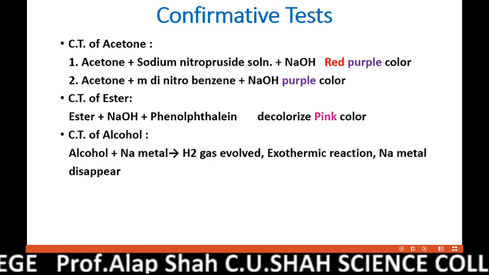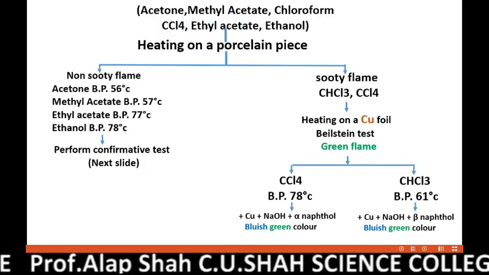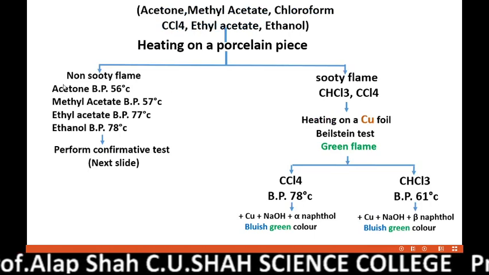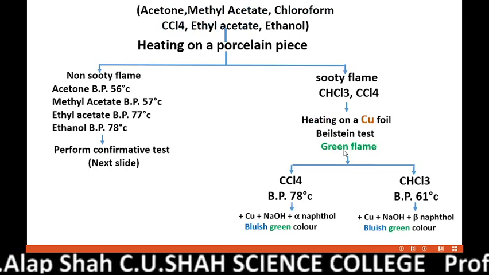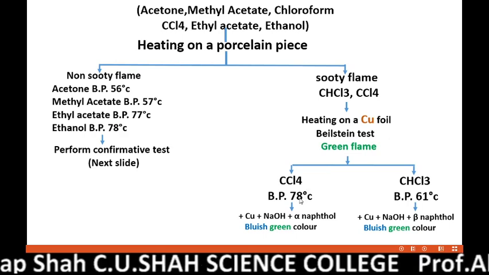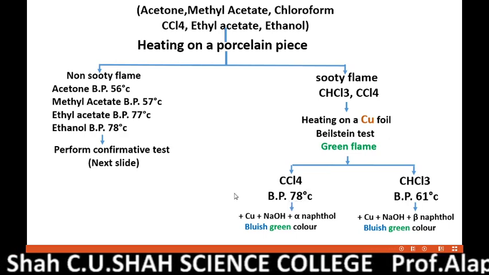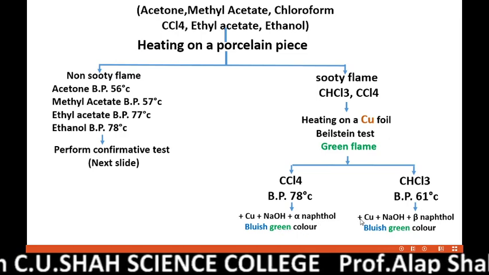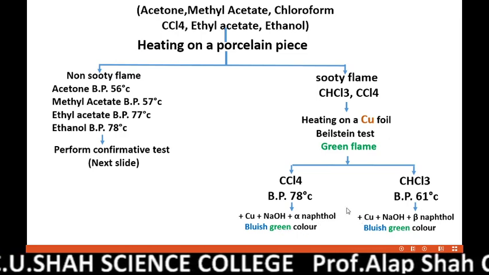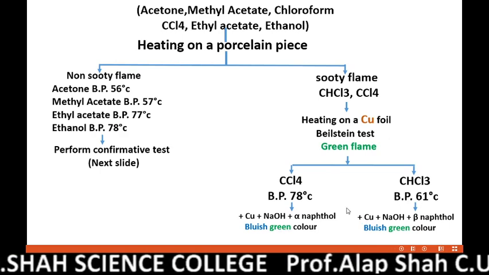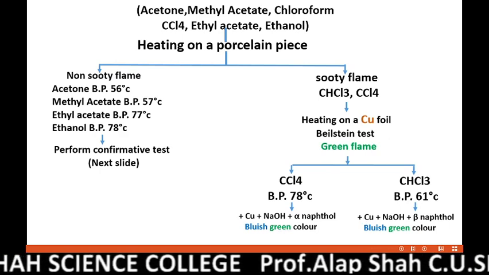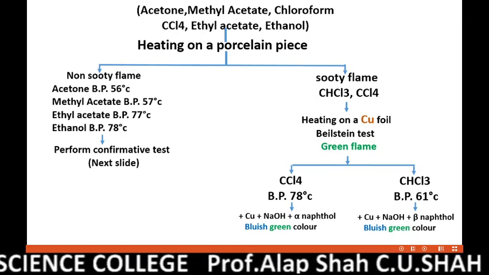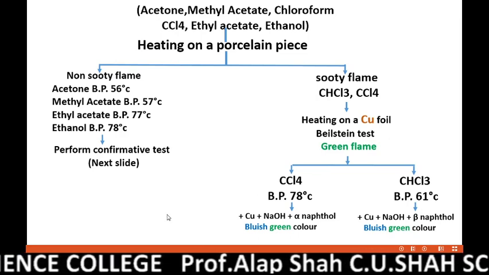So if we summarize the whole thing, with accuracy, if we perform porcelain heating and the Beilstein test, heating on a copper foil, if we know the boiling point correctly, and at least if you remember one confirmative test of each, then easily we can identify in 15 to 20 minutes these substances which have a boiling point below 100 degrees Celsius.